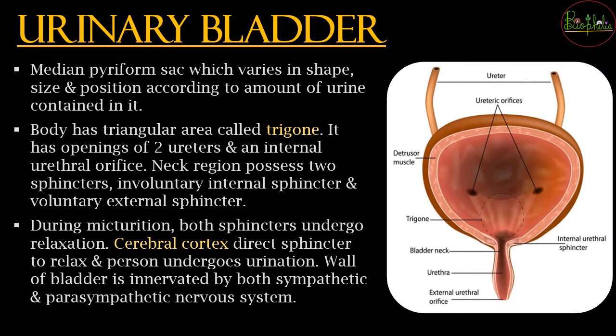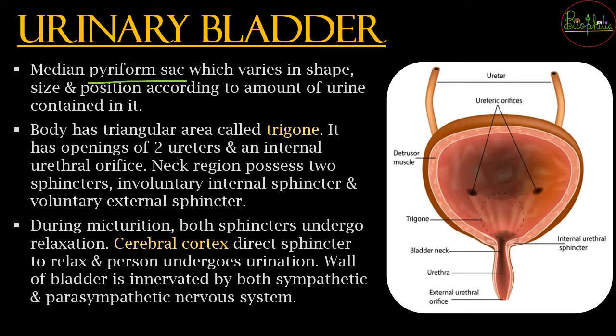So urinary bladder कैसे होगा? It is going to be a medial pyriform sac, and which is going to change in shape, size and position. So जैसे urine नहीं है, it is empty, so the size of the bladder is going to be smaller, whereas when the urine is filled into it, then the size is going to increase. So because of that, it is called as a pyriform sac.